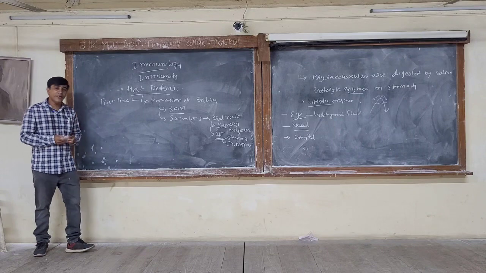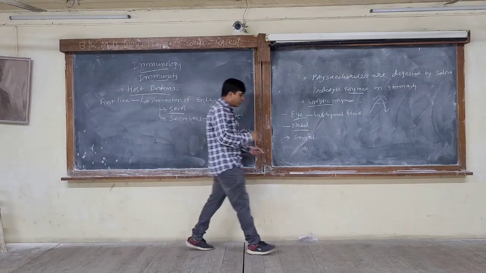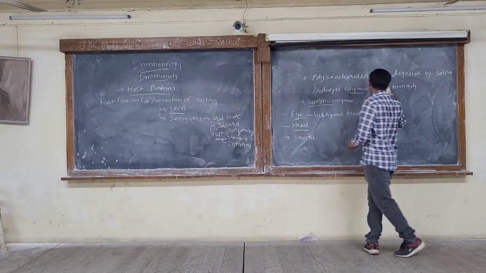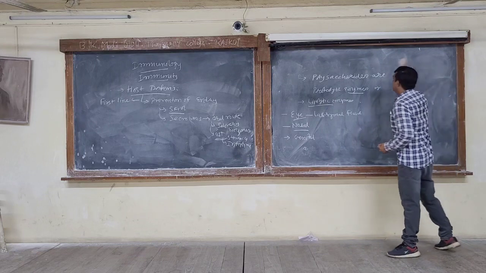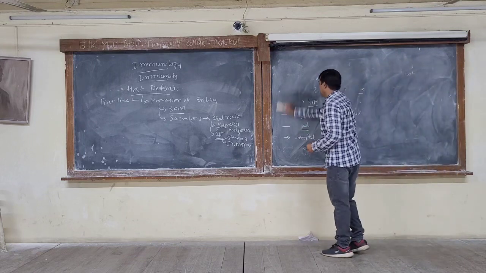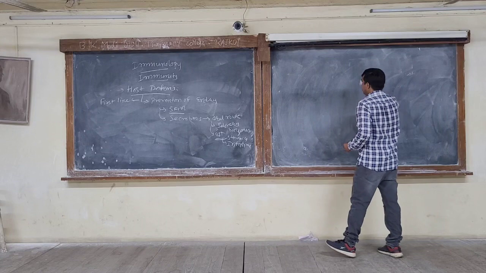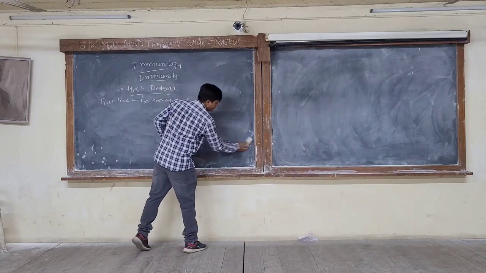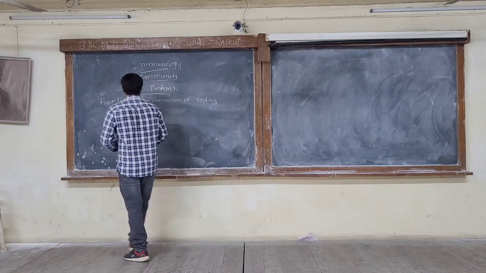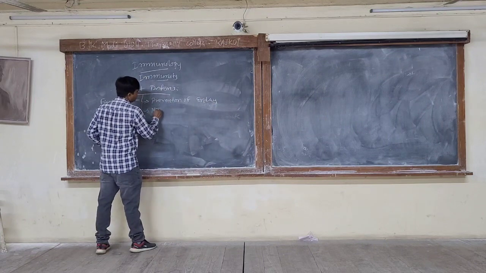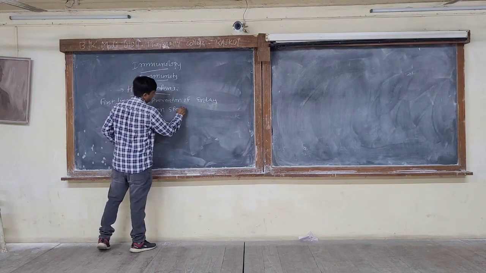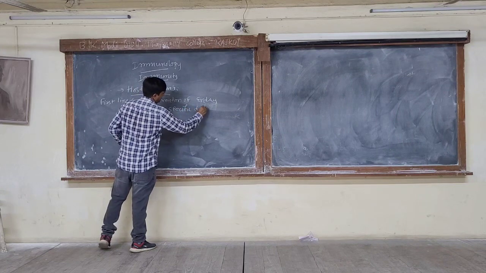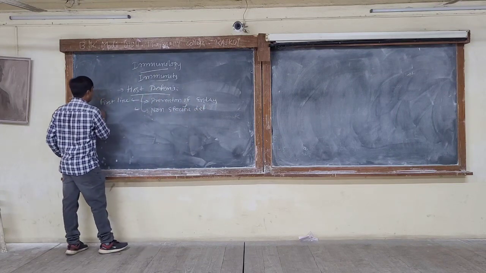Now, if an organism enters the body after crossing all these barriers, then our second line of defense comes into action. That is called non-specific defense. This is the second line of defense.